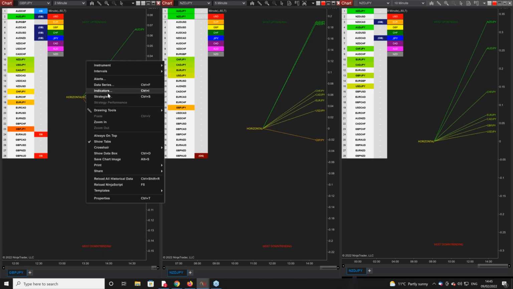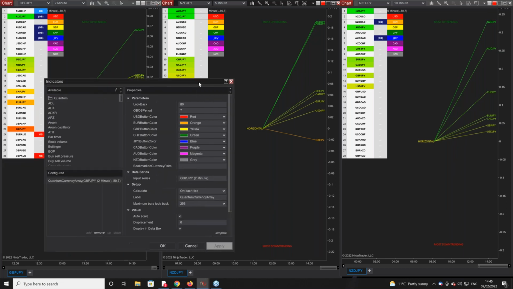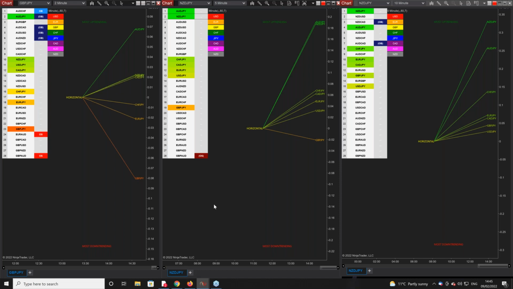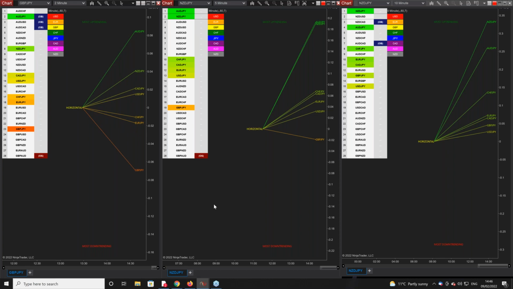If I just click on here and go into indicators, you'll see up here on the CSI that the look back period is actually 80. So this is the default that they are delivered in. And that is very different to the currency matrix. It's a question we get asked all the time: why does my currency matrix look different to the currency array? Why did you develop the currency array when you've got the currency matrix? And that's the reason. There are several reasons why, but one of the primary reasons is that it looks back over a much longer period.